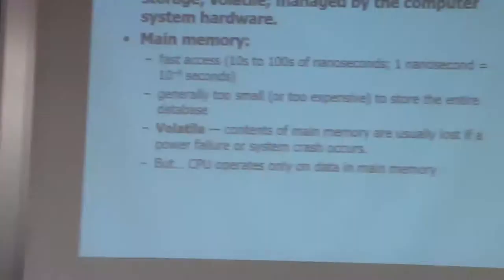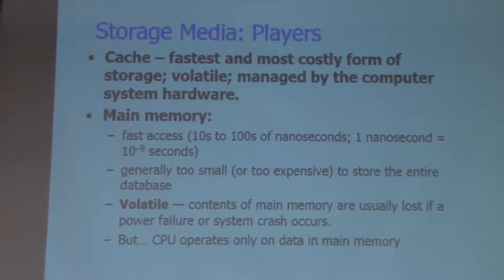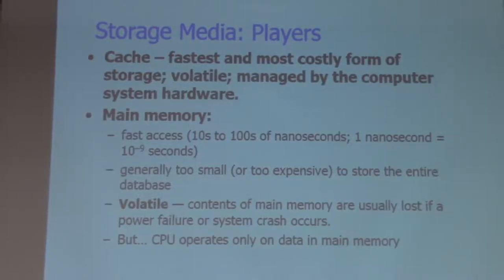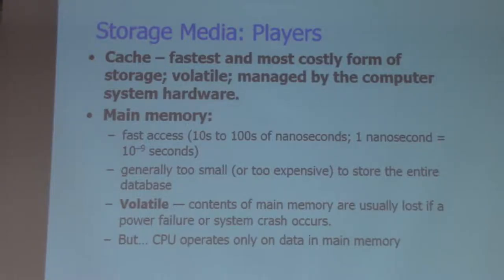So cache, as I argued, is the fastest and most costly form of storage. By costly, what I mean is, dollar per byte carries two meanings, right? One is, from the customer point of view, how much you have to pay per byte. And the other meaning is, from the manufacturer's point of view, if you are in the business of making cache or memory and disk, what's the cost for you to produce this particular type of storage media? So cache is most expensive in terms of dollar per byte, but it is fastest.